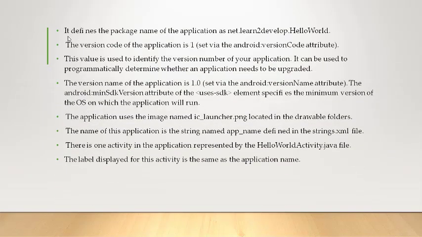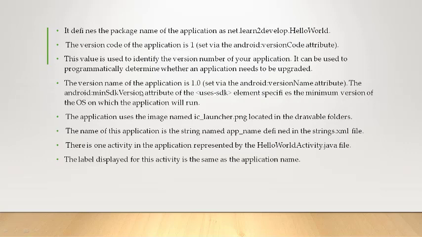Now, first, it defines the package name of the application. The Android manifest file defines your package name, which is helloworld. The version code of the application is 1. The value is used to identify the version number of your application. This 1 indicates the version number of your Android application. This 1 is set by using the attribute android:versionCode, which is used to set the version code of your Android application. For the latest version, it is 1.